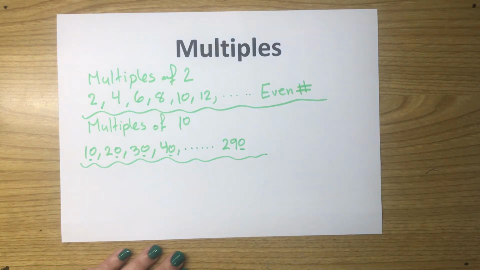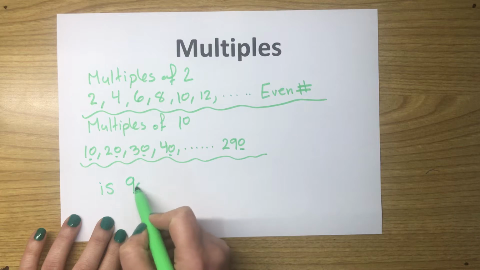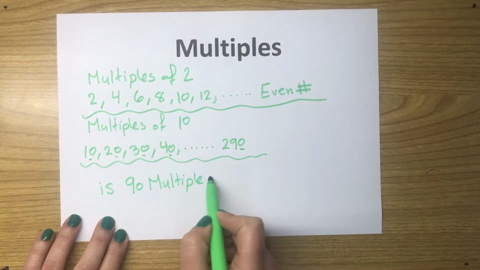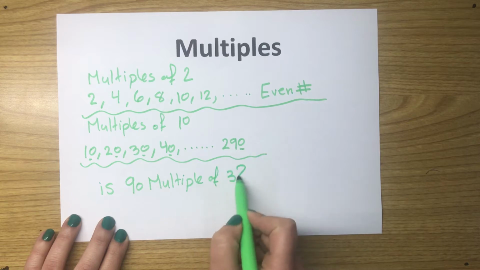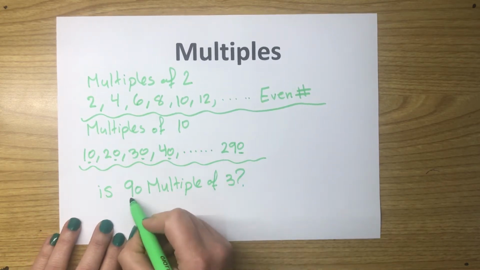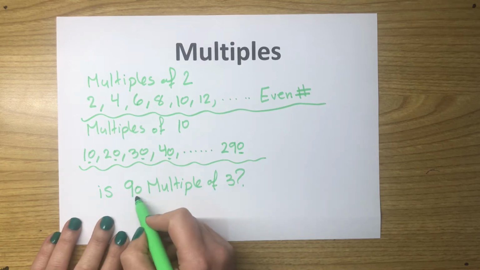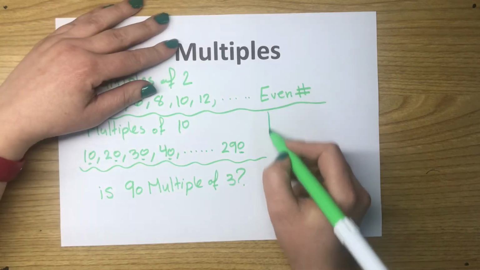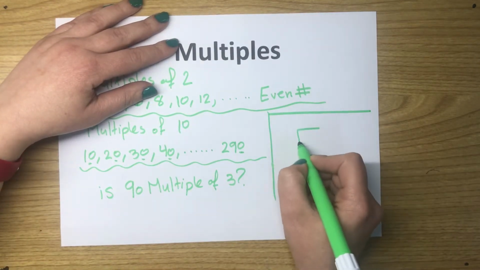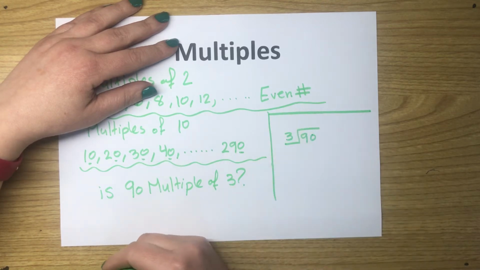Sometimes I can ask you a question. Is 90 a multiple of 3? How can we find out whether 90 is a multiple of 3? You can find it using long division. I'm going to do it here on this side. Using the long division, 90 divided by 3.